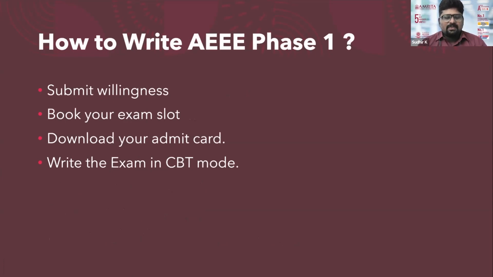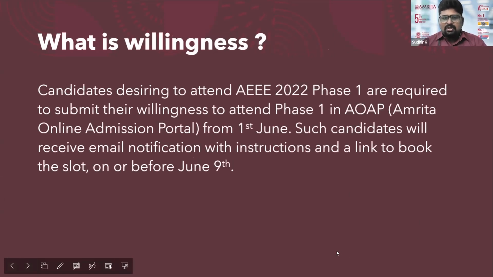First and foremost thing, if you want to write AEEE phase 1, important thing every one of you should do is submit willingness. This is very much vital. If you want to write phase 1, you need to submit willingness. The next step is book your exam slot and download your admit card and write the exam. These steps are involved now to write AEEE phase 1. I think we have started just the first step now. The second step, how you are going to do it, when you are going to do it, I will be giving you all those details.